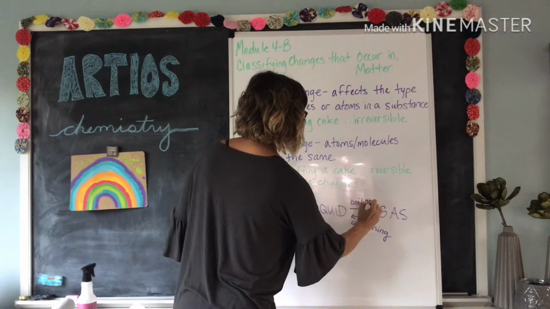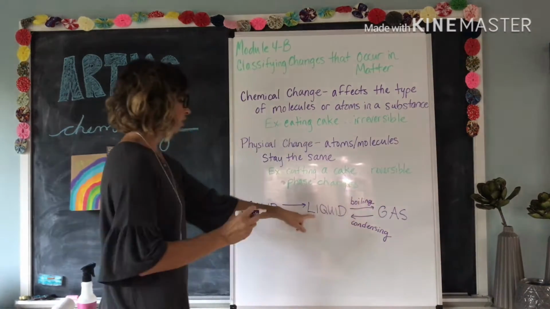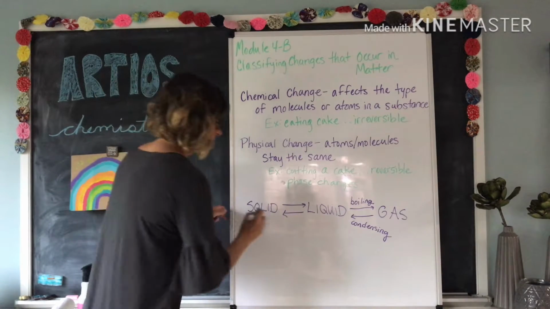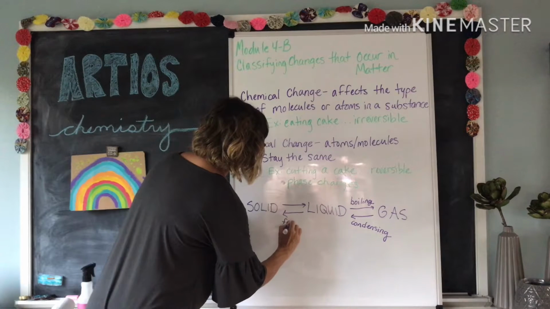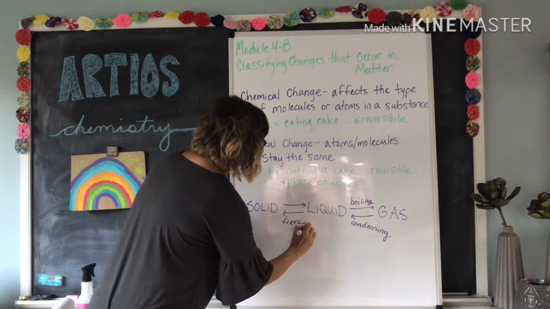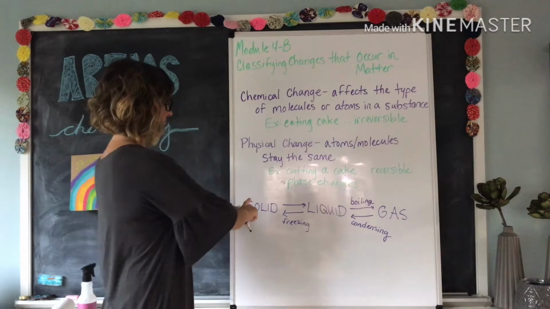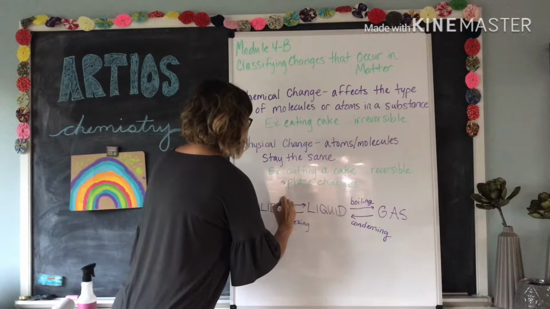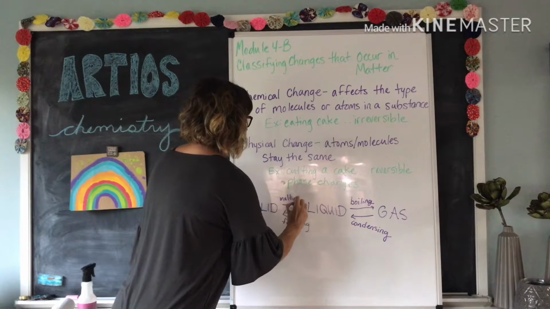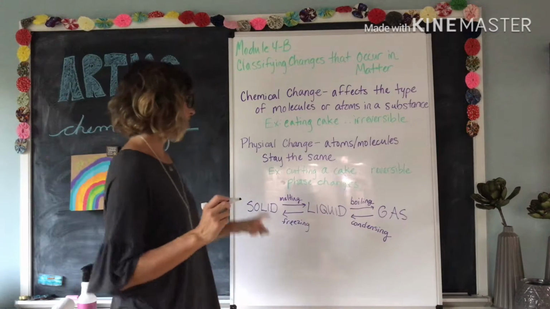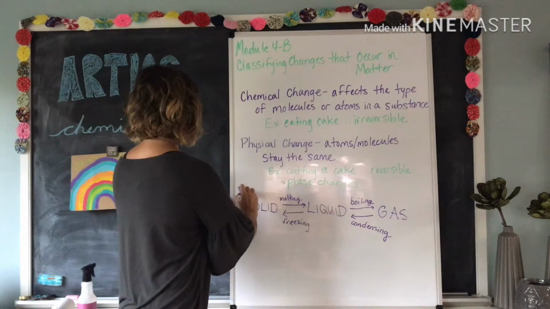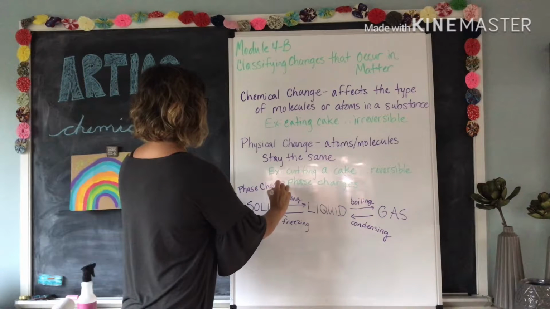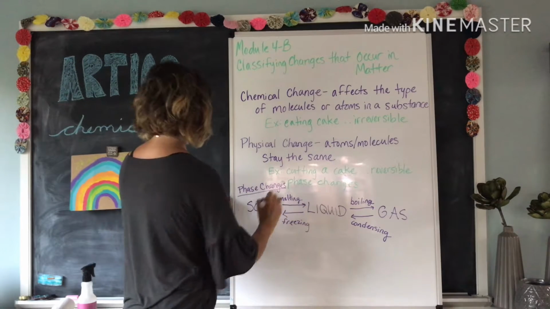When a liquid becomes a gas. Okay? Or the liquid can go back to becoming a solid, which is called freezing. When a liquid becomes a solid, it is called freezing. When a solid is heated and becomes a liquid, that is called, you got it, melting. Okay, so phase changes are physical changes.